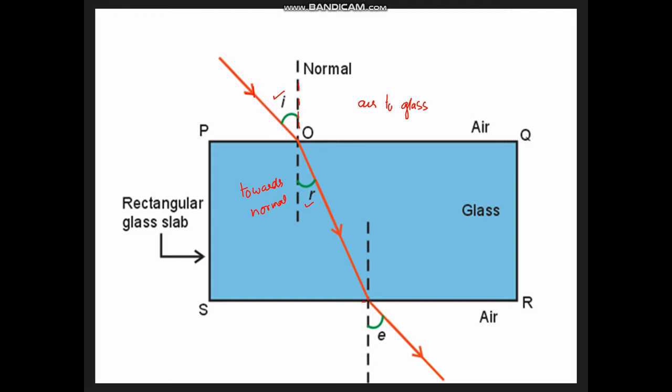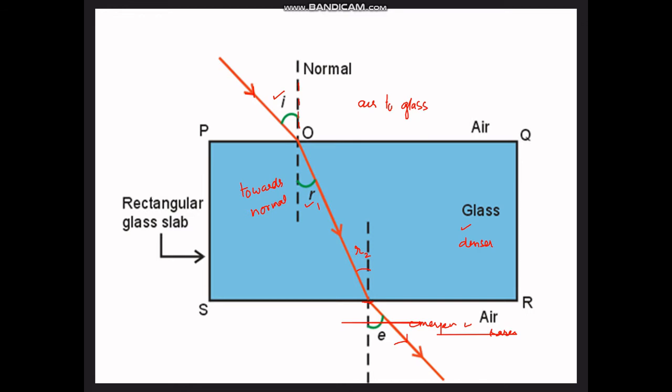Then it falls on the second surface of the glass slab at this point, and here when we draw the normal, this is an angle of incidence for this surface, and let's say we represent it by R2 and let this be R1. Now light is coming out of the glass slab, that means it is traveling from glass to air, or I can say from denser to rarer medium. Then it is bending away from the normal. So this is the emergent ray.